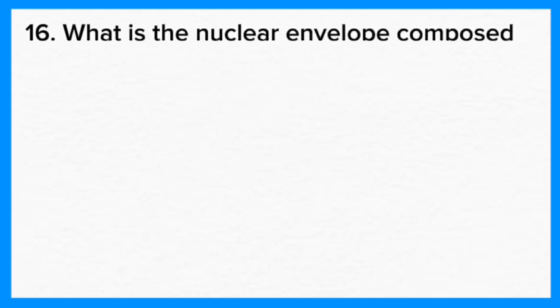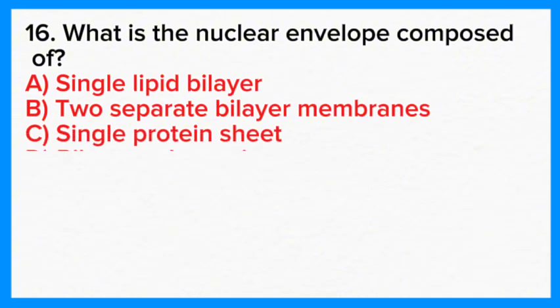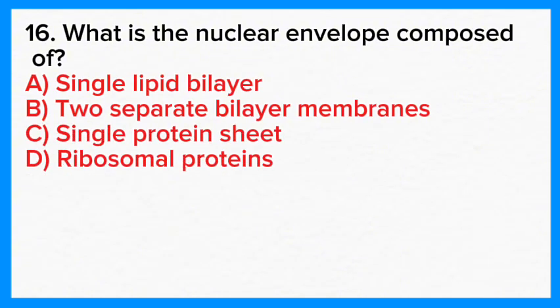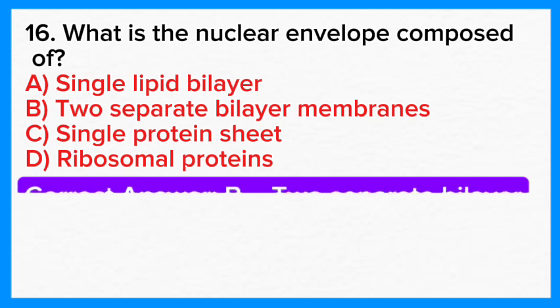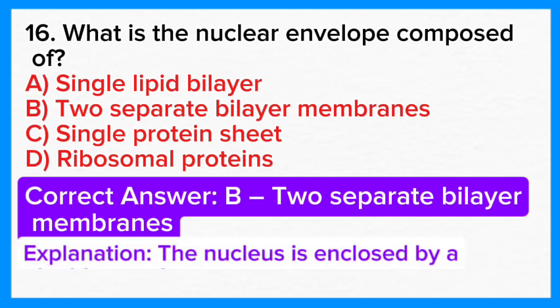16. What is the nuclear envelope composed of? A. Single lipid bilayer, B. Two separate bilayer membranes, C. Single protein sheet, D. Ribosomal proteins. Correct answer, B. Two separate bilayer membranes. Explanation: the nucleus is enclosed by a double membrane.